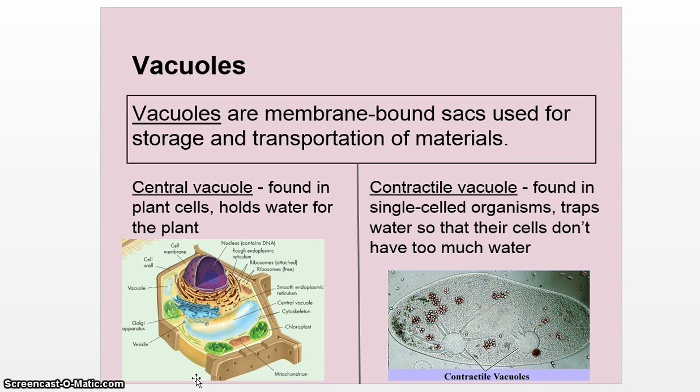For example, here's a plant cell. I know it's a plant cell because it has these big thick cell walls. That means it's a plant cell. Plus it has these green thingies. When plants are green, that's how I know it's a plant. But also, we have this thing here that kind of looks like a big water balloon. That is called a central vacuole.